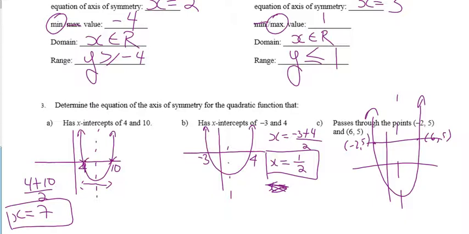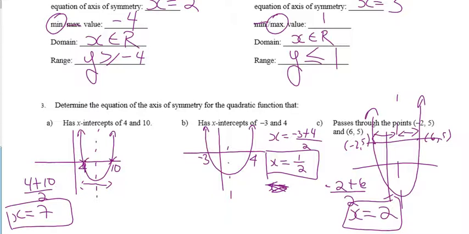So they're on the same horizontal line. That makes this distance here equal to this distance here. That makes this line here halfway between negative 2 and 6. How do we get halfway between negative 2 and 6? We average them out. So x equals 2. How do you check that? You go, well, how far is it from 2 to 6? 4. How far is it from 2 to negative 2? Also 4, right? Same distance.